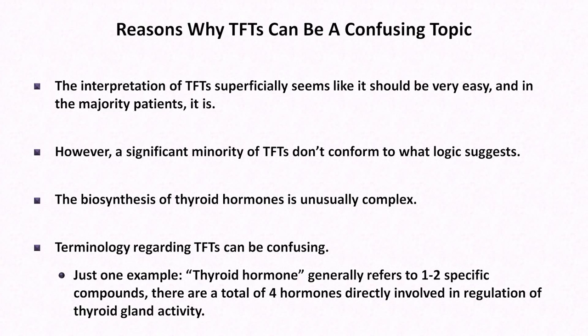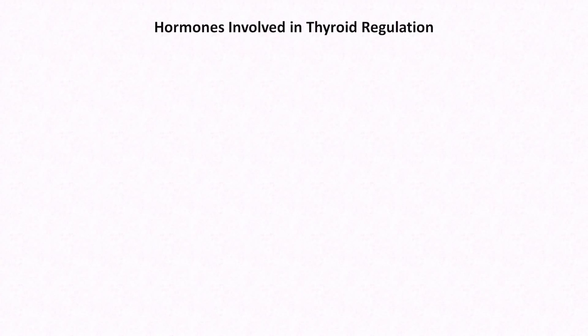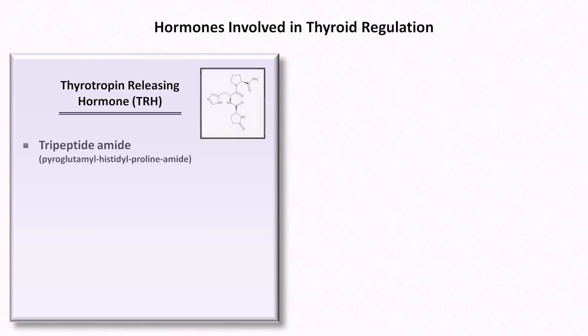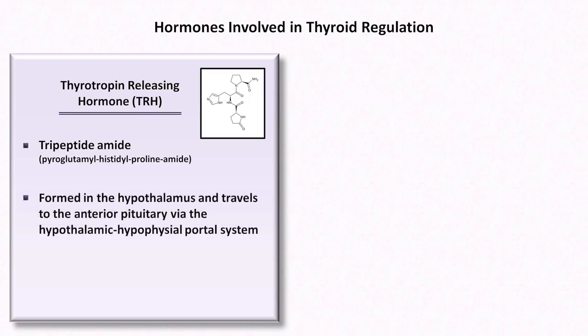I'll briefly review each. The first is thyrotropin releasing hormone, or TRH. TRH is a tripeptide amide, which essentially means it's composed of 3 amino acids. It's formed in the hypothalamus and travels to the anterior pituitary via the hypothalamic hypophyseal portal system. The primary effect of TRH is to stimulate release in the pituitary of the next hormone in the pathway, TSH. Another effect of TRH, which won't be discussed further in this particular video, is to stimulate secretion of prolactin.